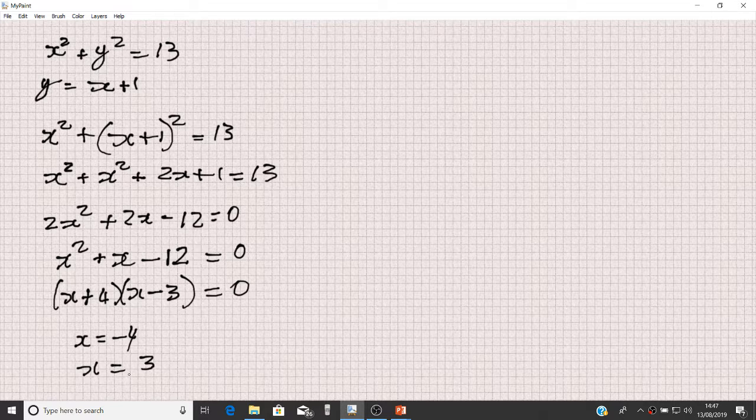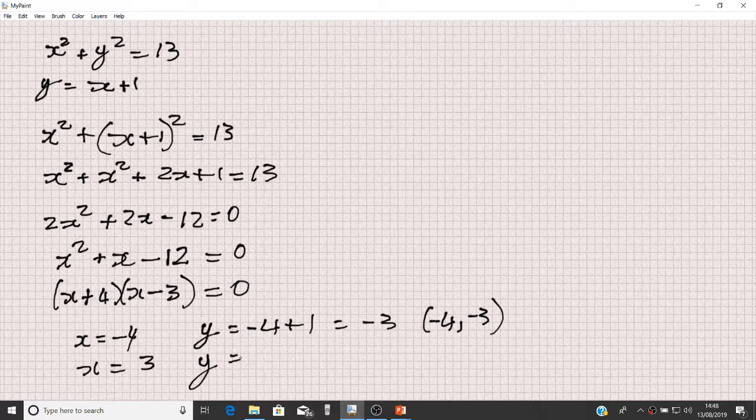Now again, I need to find the coordinates of each of these points. So I'll take my value of x and for ease just sub it into the original line, y equals x plus 1. So minus 4 plus 1 is negative 3. So the first point has coordinates negative 4, negative 3, and for the second point, y equals 3 plus 1 is 4. So the second point will have coordinates 3, 4.